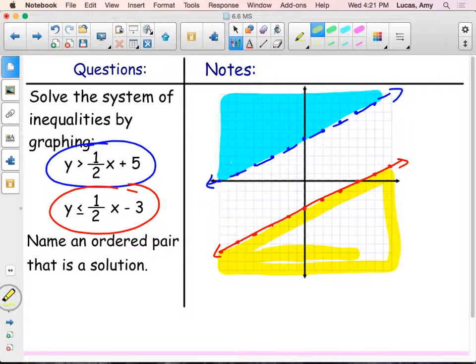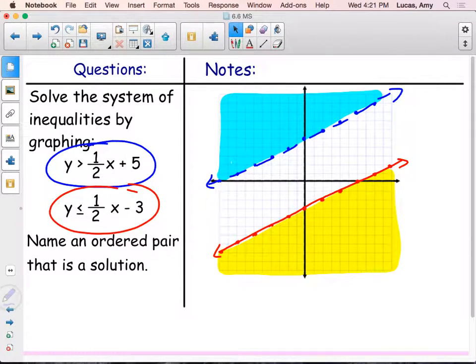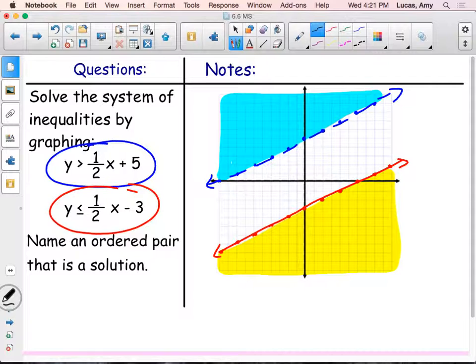So on this example, what happens is there is not an area that's shaded twice. So if there isn't an area shaded twice, that's an empty set. There's no solution to this system of inequalities. There aren't any points that are shaded by both of those inequalities that would make them true.